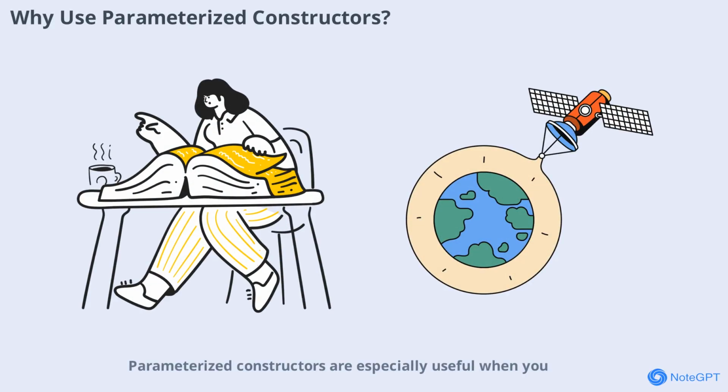Parameterized constructors are especially useful when you want to create multiple objects with different values. For instance, you might want to create several rectangle objects, each with its own length and breadth. By passing these values as arguments to the constructor, you ensure each object is initialized exactly as you need. This approach is more efficient and makes your code easier to manage.